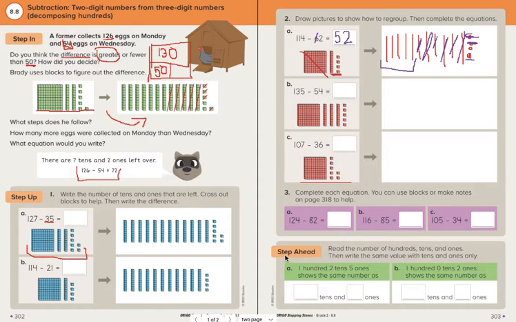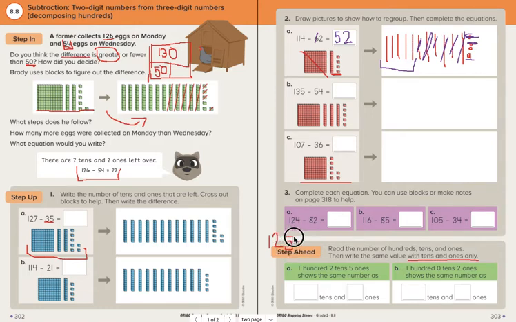And the step ahead, I'll read it to you. It says, read the number of hundreds, tens, and ones. Then write the same value with tens and ones only. The same value with tens and ones only. So it's asking you to regroup, but in words. So let's do A. We can do A together. So 100, 2 tens, 5 ones shows the number as, so we have 100, 2 tens, and 5 ones. Is the number 125.